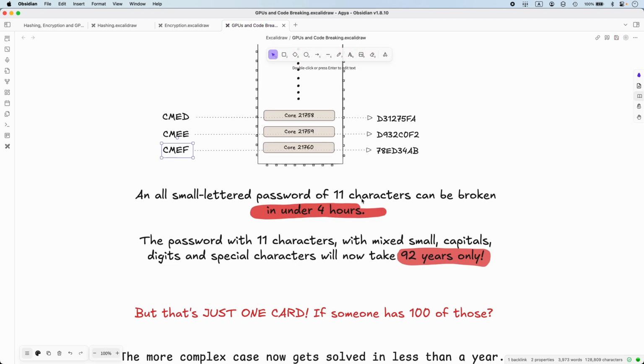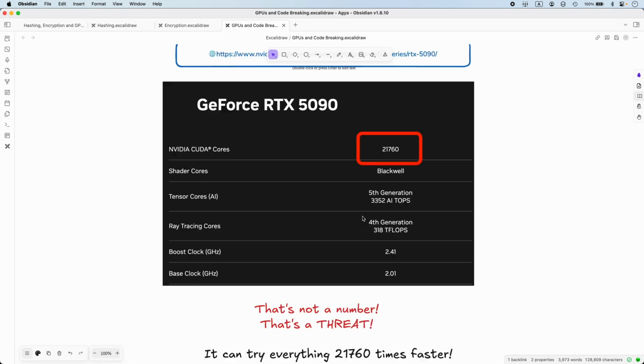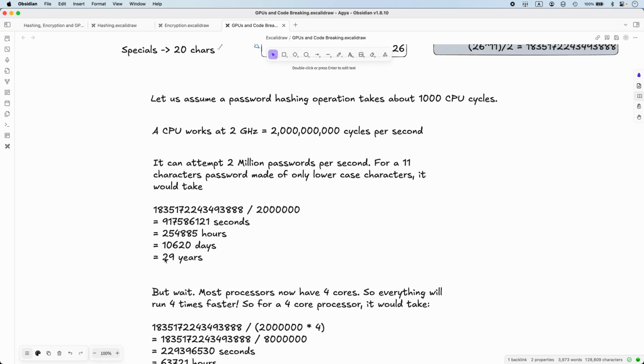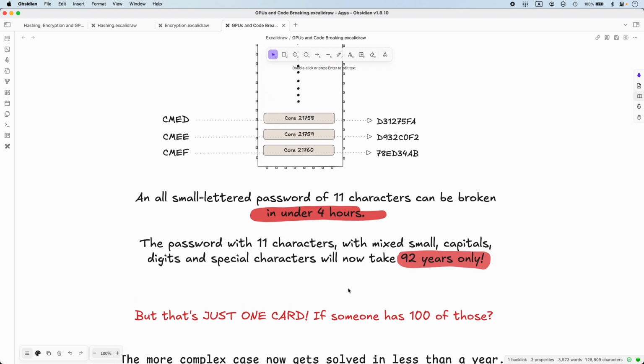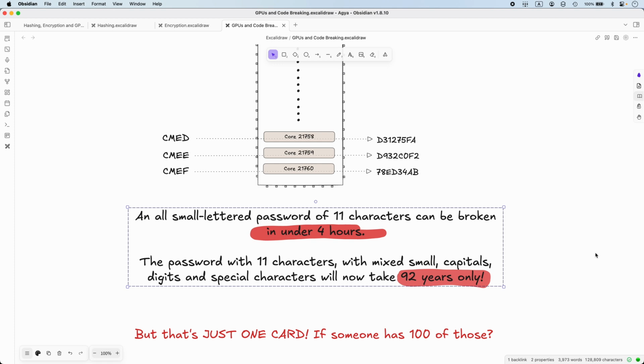And an all small letter password of 11 characters can be broken in under 4 hours. What were we talking about? 29 years. 7 years. This guy will break it in 4 hours. 4 hours flat. A password with 11 characters with mixed small, capitals, digits, and special characters will now take 92 years only. That still looks like a big number, right? But I mean, someone using a graphics card for 92 years straight to break a password, good luck. I mean, the guy whose secret you wanted to reveal has died already.